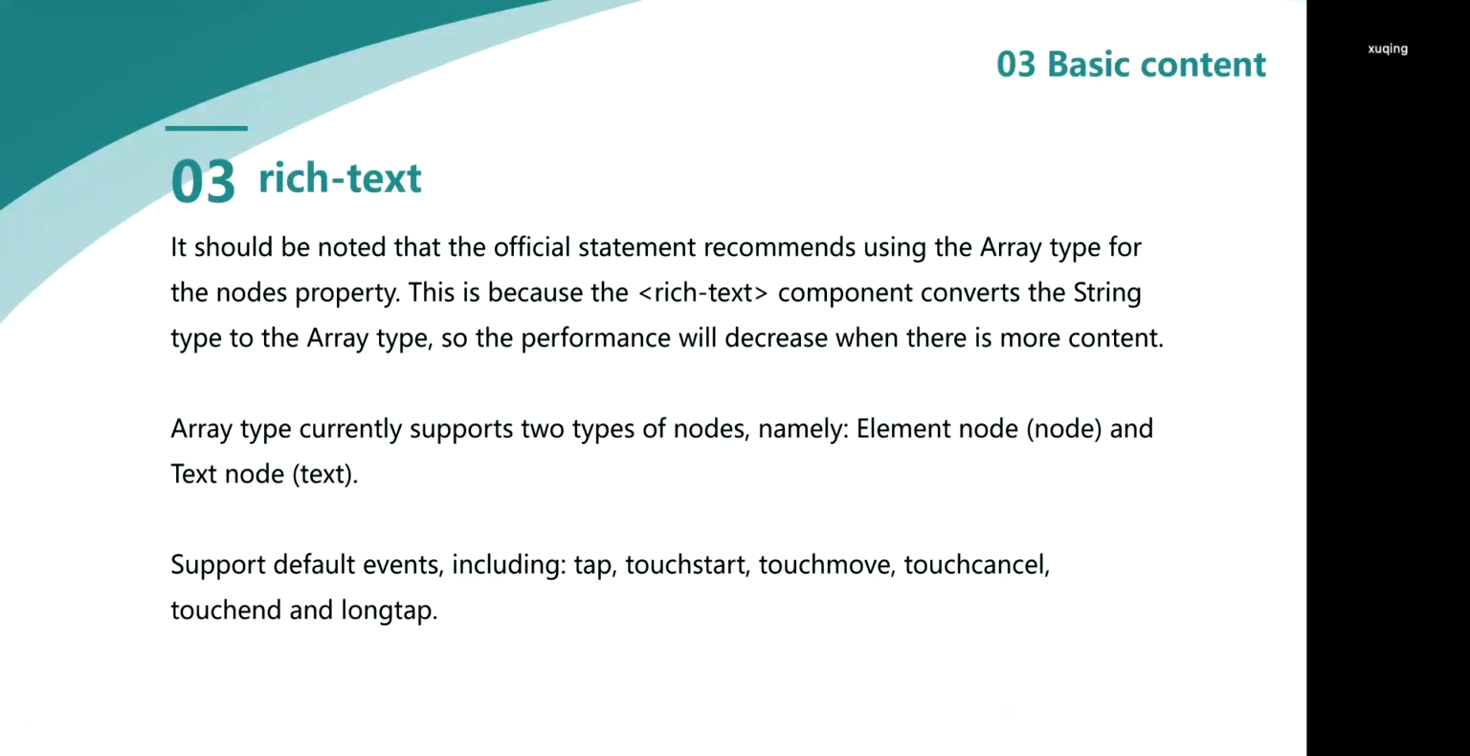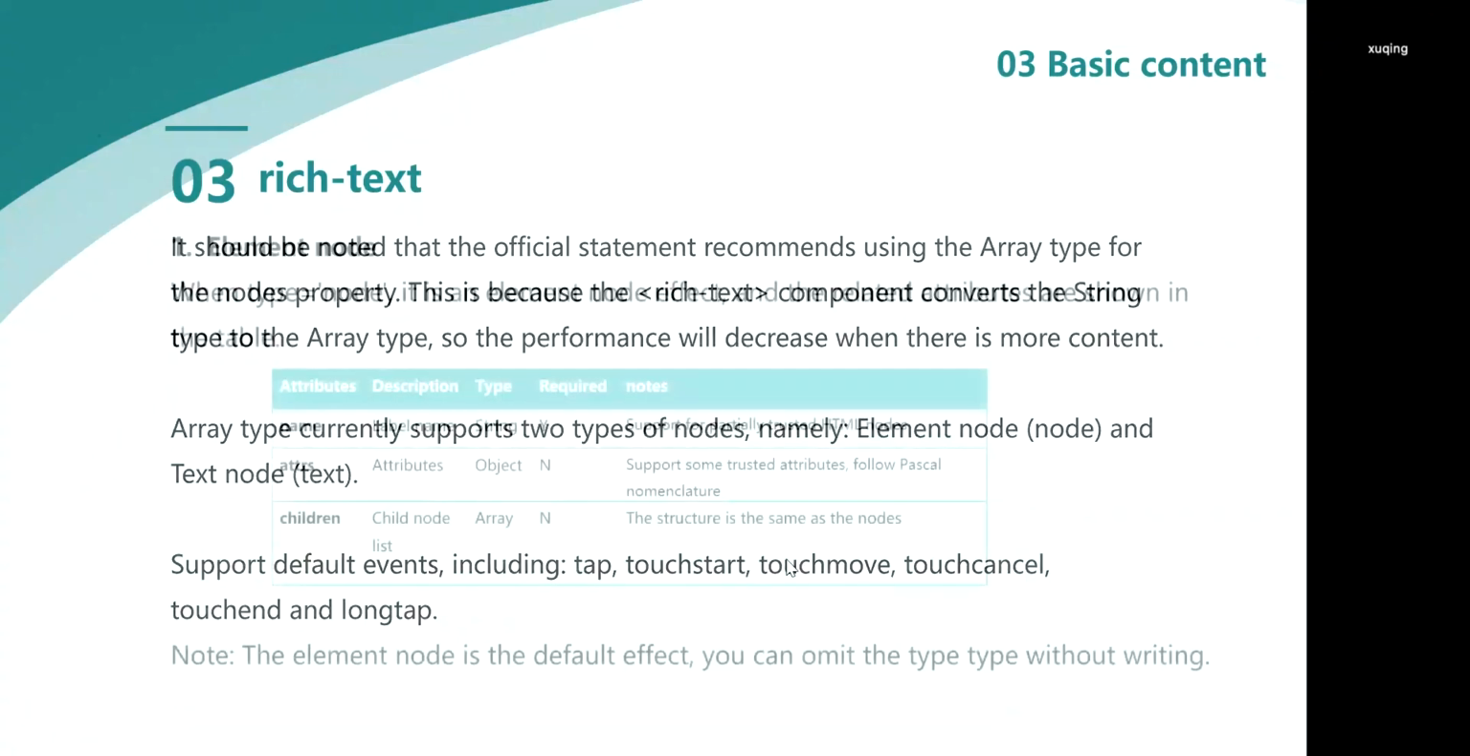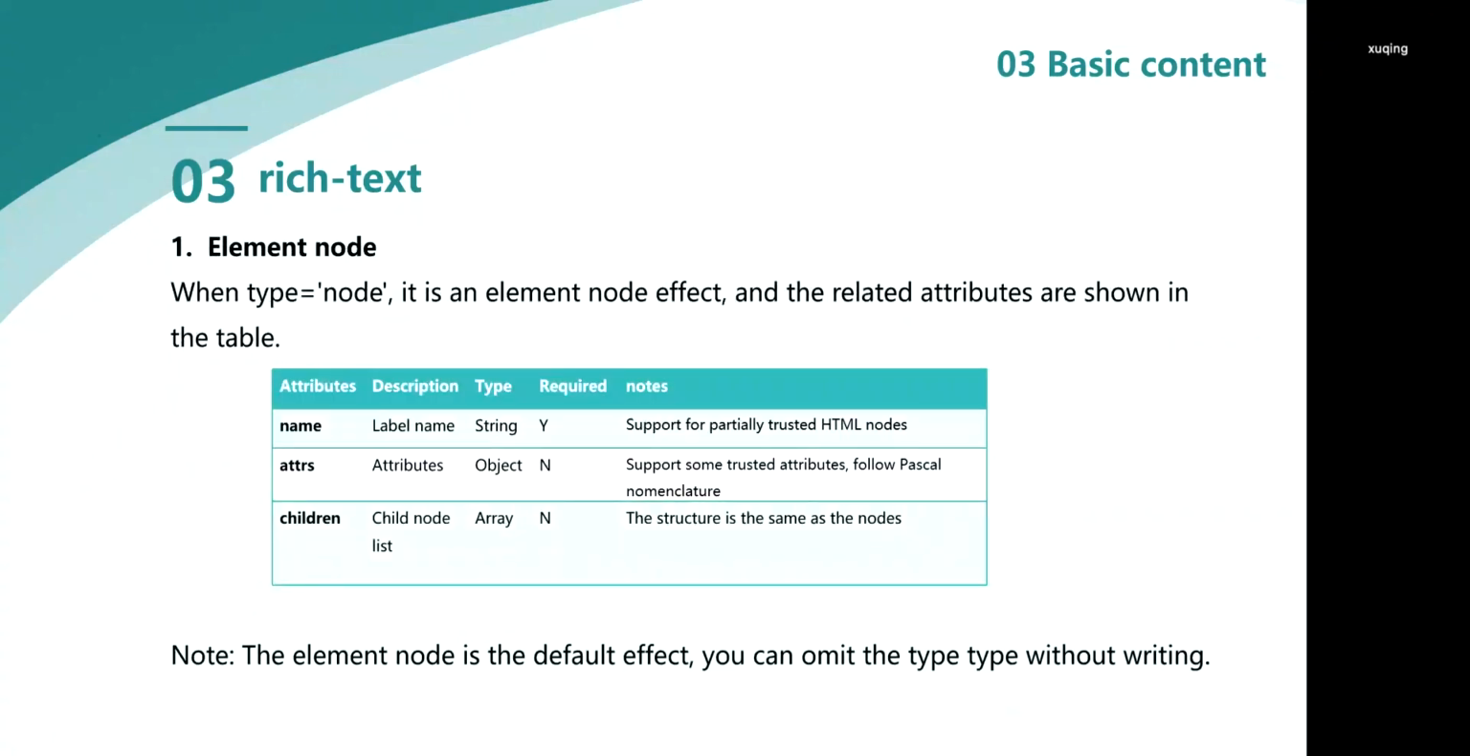An array type currently supports two types of nodes, like element node and text node. And here we support default events like tap, touch start, touch move, touch cancel, touch end, and long tap. We have these events. We have some element node. When type is node, it is an element node, and we have some related attributes shown here.